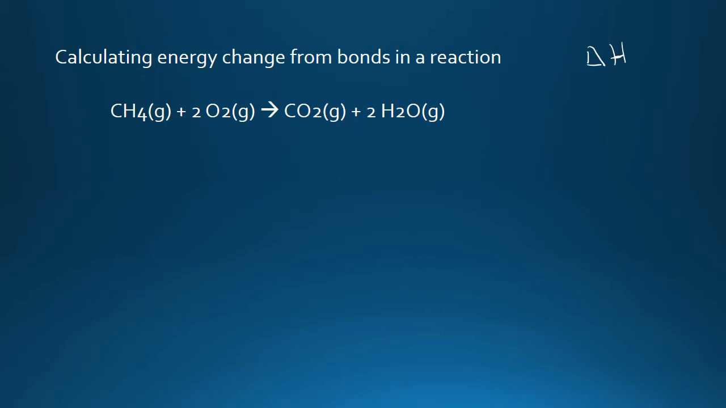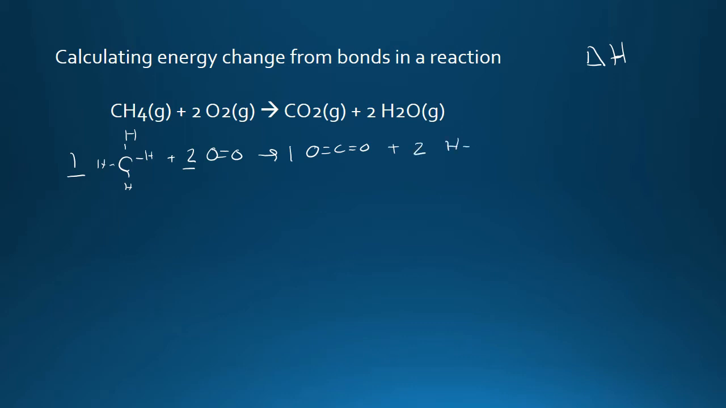All right, so methane, we have our carbon, and there are 4 hydrogens attached to it. And we have 1 of those. We have 2 oxygens, and oxygen has a double bond between them. We have 1 carbon dioxide, and so we have an oxygen double bonded to a carbon, double bonded to an oxygen. And we have a water.